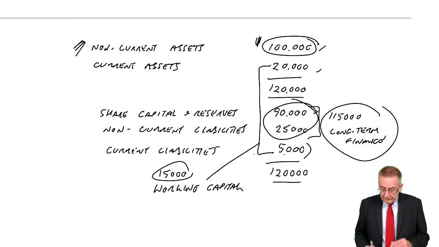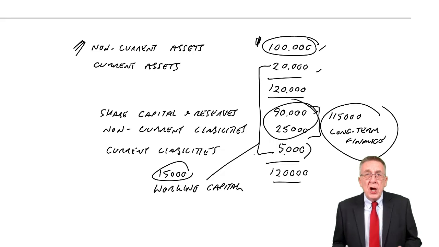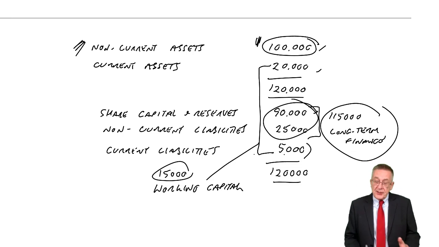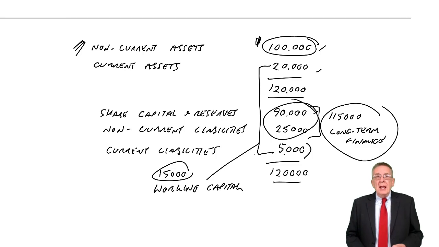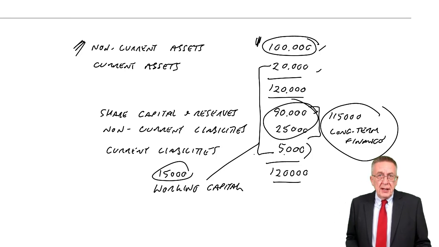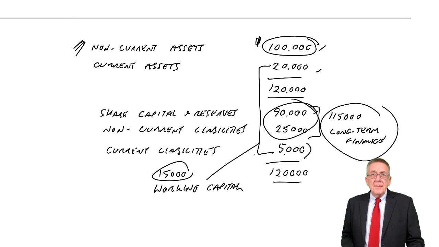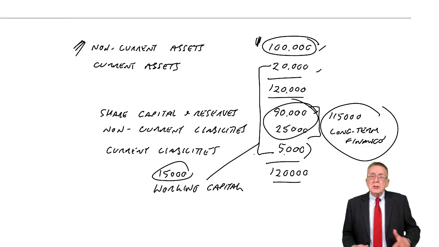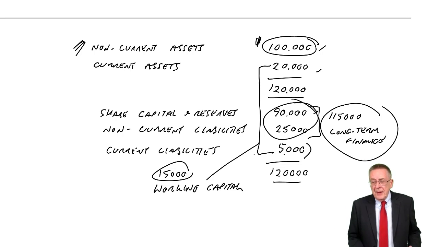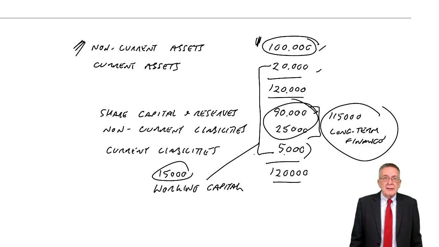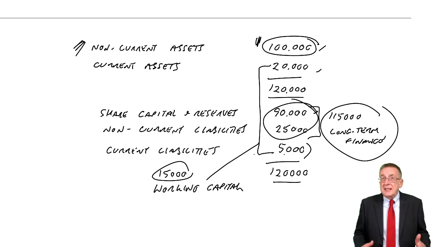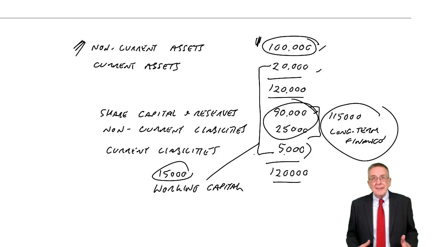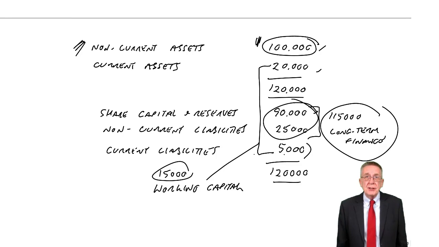However, although there's no rule as to the best way to finance the working capital, the problem with short-term finance is that it's going to be a lot more risky. If you borrow money from an overdraft, the bank can call in the overdraft at any time they want. And it can cause us big liquidity problems, that we run out of cash.